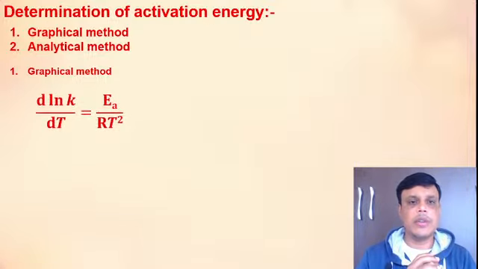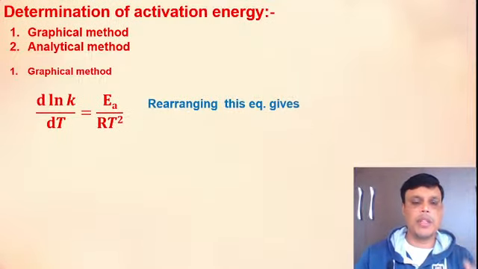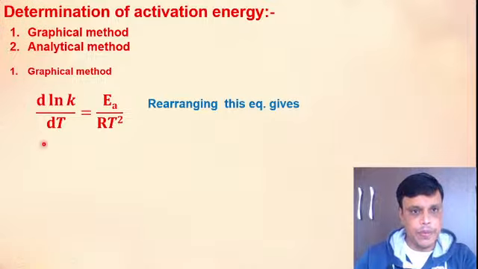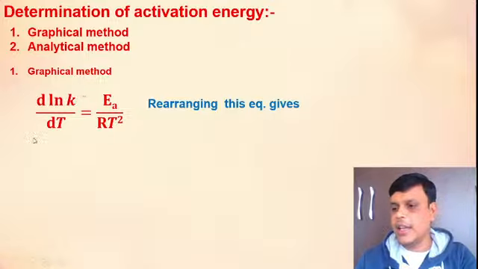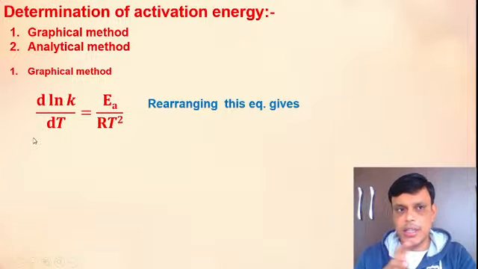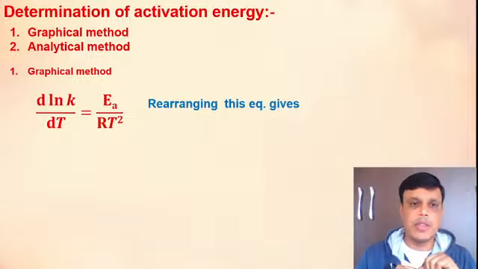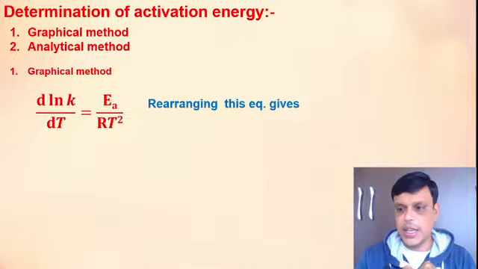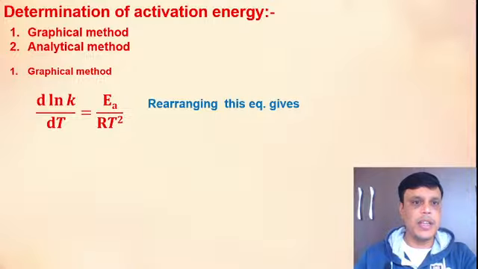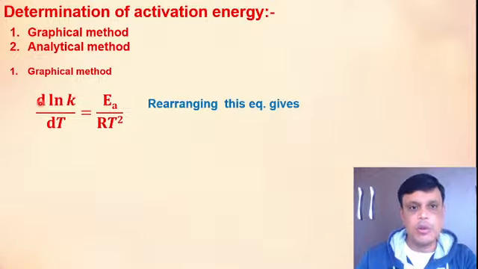We know this equation, which we derived in the last lecture: d ln k by dT is equal to Ea by RT squared. This is the Arrhenius equation in differential form, and we derived it by using the Van 't Hoff isochore. Now we will rearrange this equation.